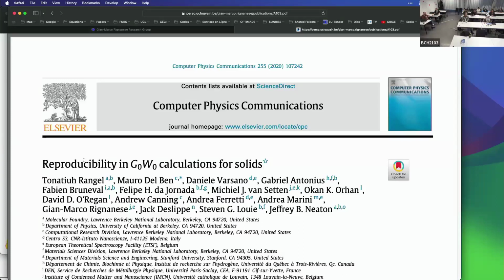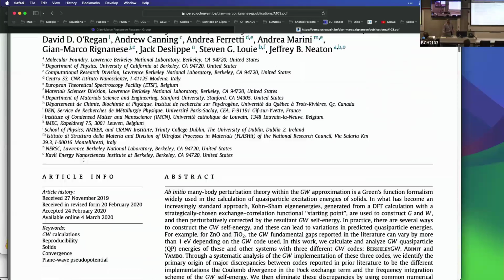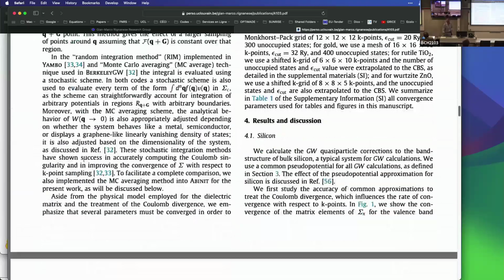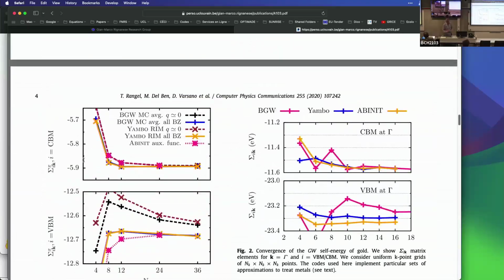Here, that's also something in the same spirit, where three different GW codes, all of them plane wave, so it's Yambo, BerkeleyGW, and Abinit, are compared to one another. It's not the same approximation because there's a number of approximations, as you will see. But in that case, the agreement is kind of nice also. It was also tested systematically in this paper. You see that you need to do the convergence with the different codes, and there's a good agreement.